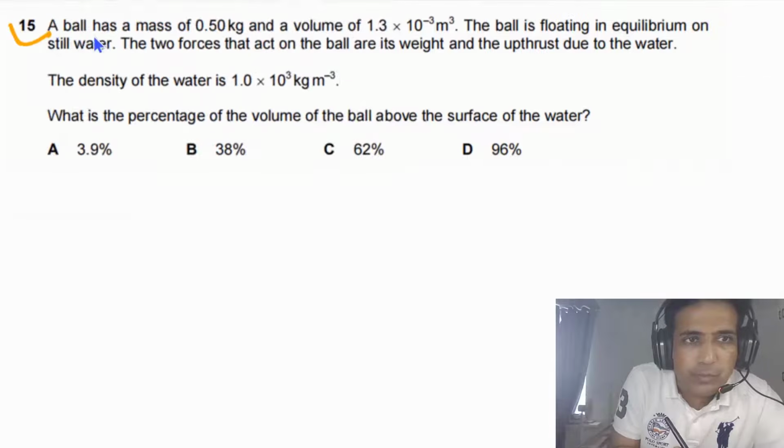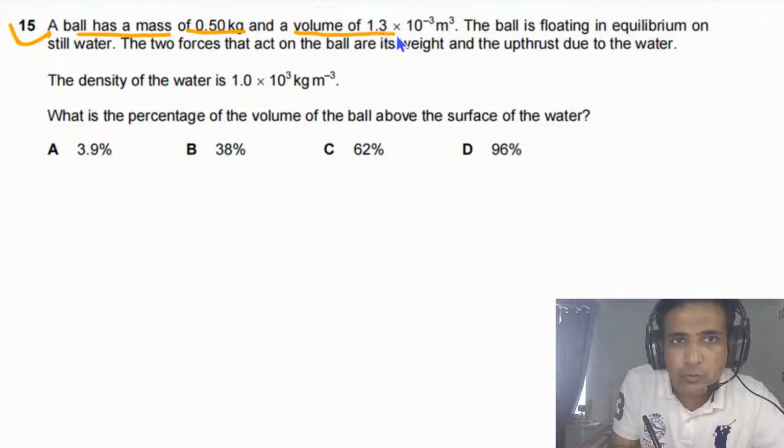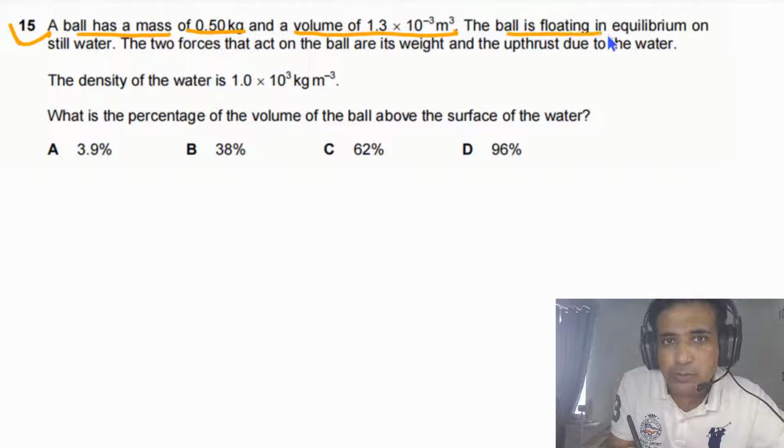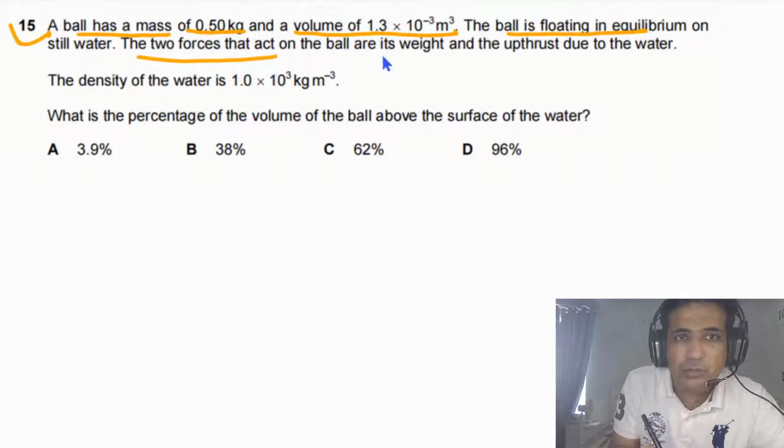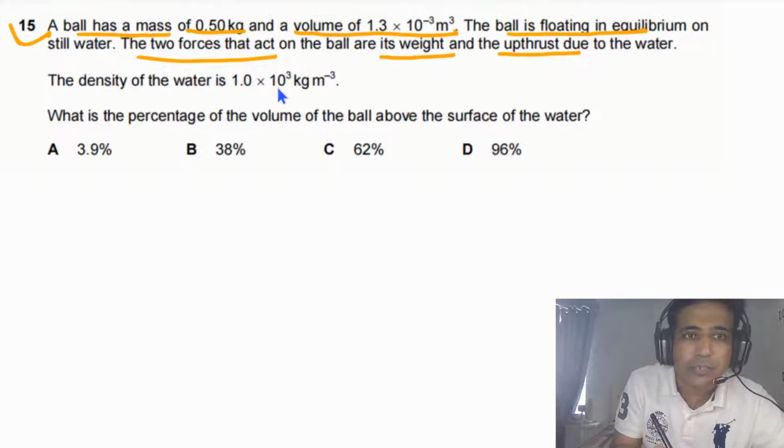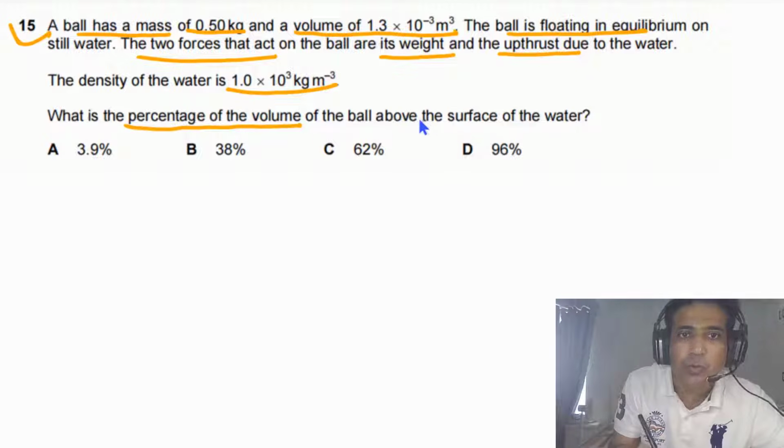Question 15 says a ball has a mass of 0.50 kgs and a volume of 1.3 times 10 to minus 3 cubic meters. The ball is floating in equilibrium on still water. The two forces that act on the ball are its weight and upthrust due to the water. The density of water is 1.0 times 10 to 3 kgs per cubic meter. What is the percentage of the volume of the ball above the surface of the water?